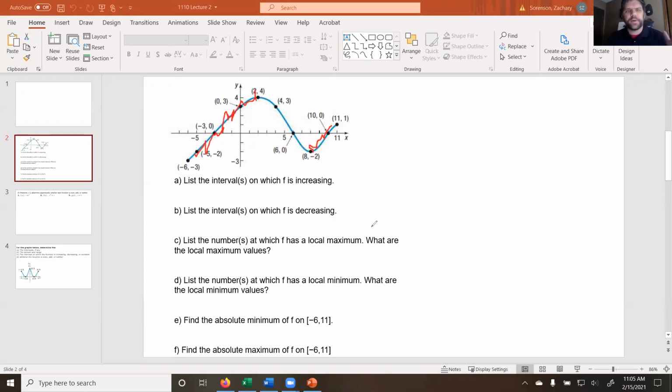We always think about increasing and decreasing left to right. So imagine someone walking left to right, they are going up. So the graph is increasing. Oh, they'd start tumbling here. And now they're going to go back up and it's increasing.